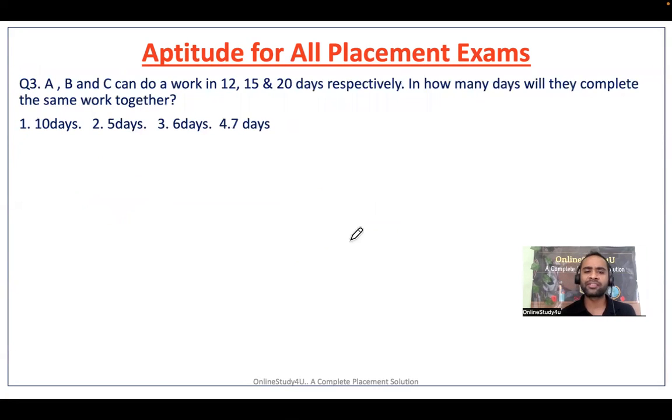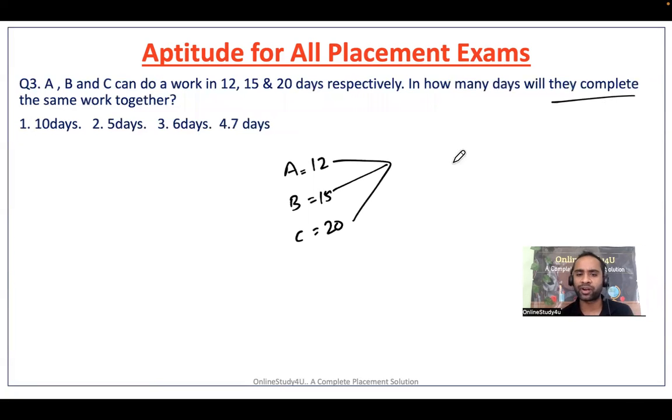Okay, now, friends, A, B, C. A can complete a work in 12 days. B can complete a work in 15 days. C can complete a work in 20 days. In how many days will they complete the same work together? Now, assume a number which is divisible by all three. In my mind, it is coming 60. That becomes our work. Now, 60 by 12, 5, 60 by 15, 4, and 60 by 20, 3.